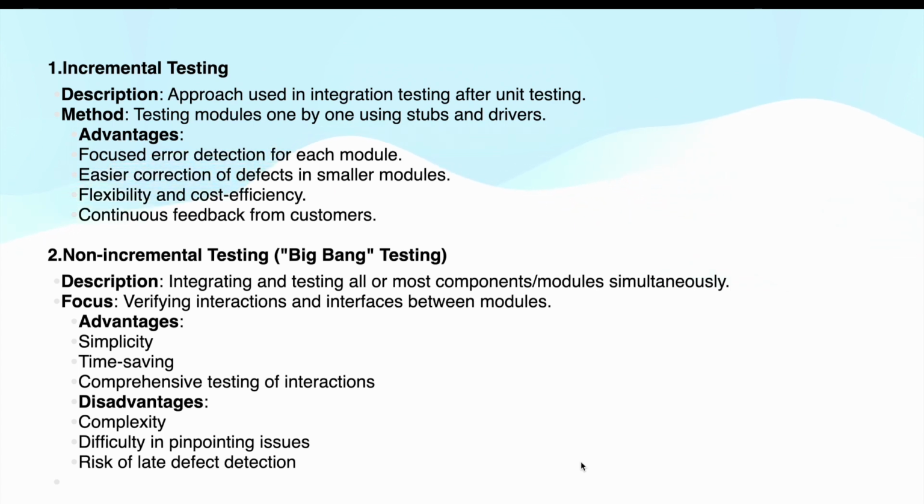Second is non-incremental testing. It's also known as Big Bang testing. It's an approach to integration testing where all or most of the components or modules of the system are integrated simultaneously rather than incrementally. This means that instead of integrating and testing individual modules or small groups of modules, the entire system is combined and tested as a whole.